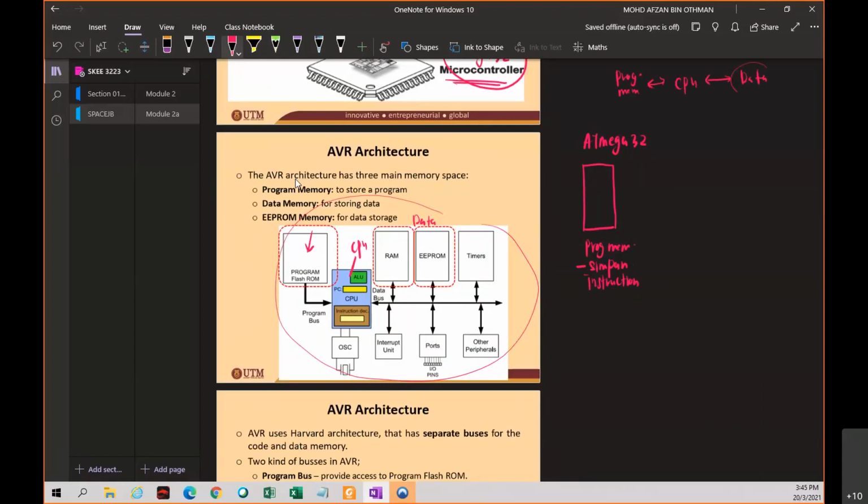Why? Because your data memory and program memory are separated. They have their own buses. They do not share the same buses. So that is why AVR is a Harvard architecture. So we have the program memory, and then we have the data memory.